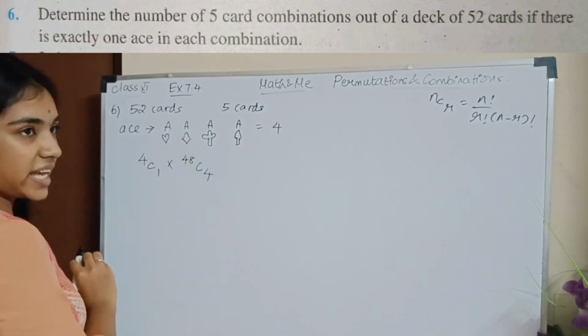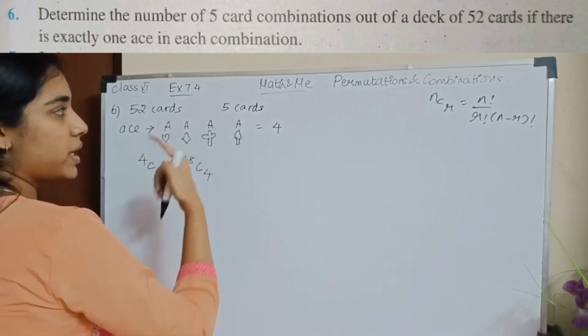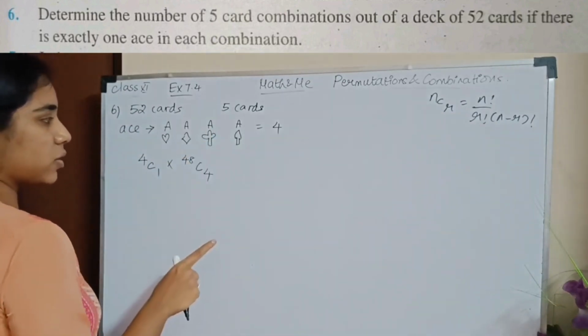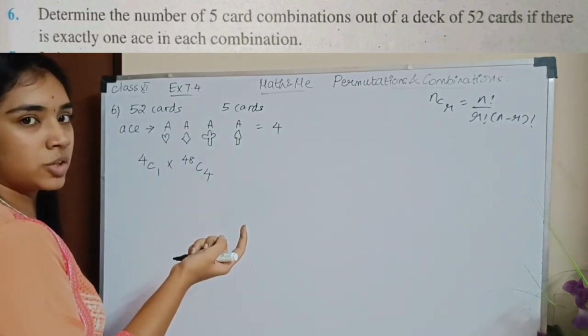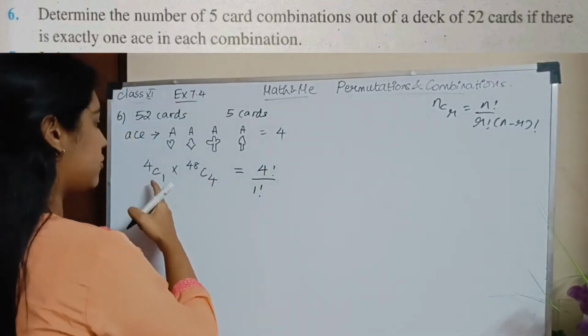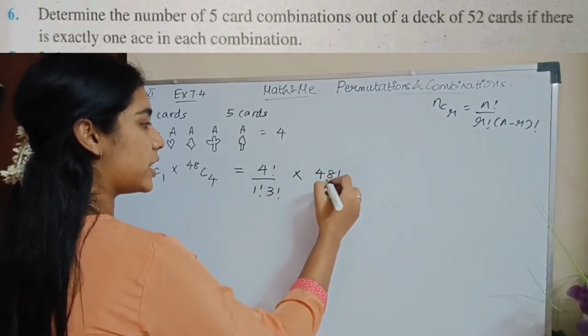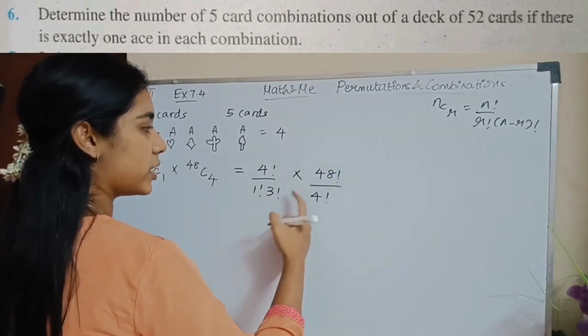So I have 4 ace cards and I have 48 non-ace cards. In total I have to pick up 5 cards. So one ace must be there, and the remaining 4 can be from the non-ace cards. So 4C1 is 4 factorial over 1 factorial times 3 factorial, times 48C4, which is 48 factorial over 4 factorial times 44 factorial.